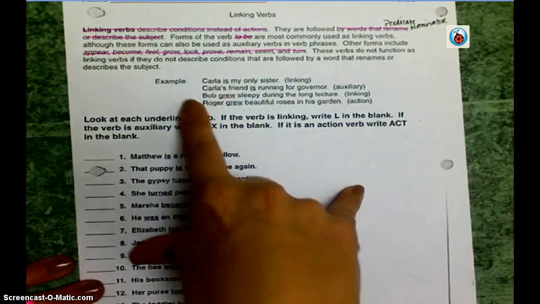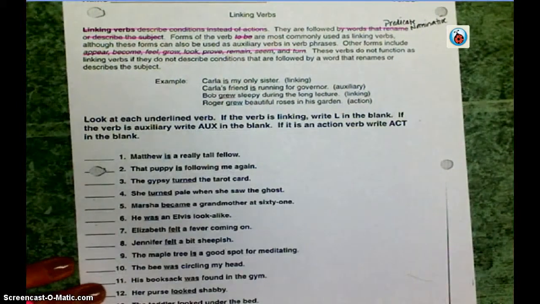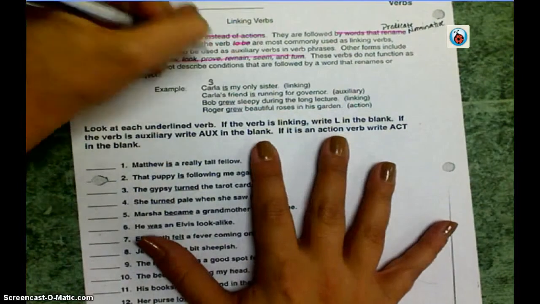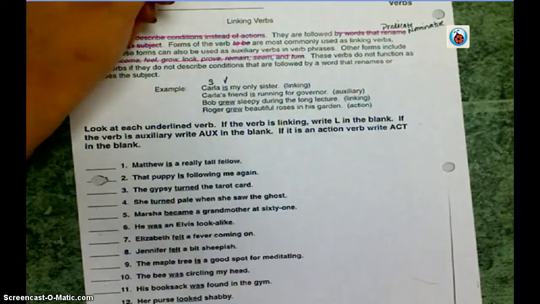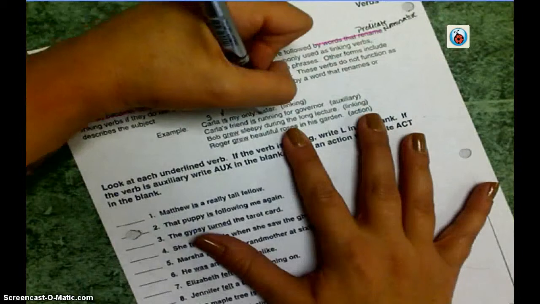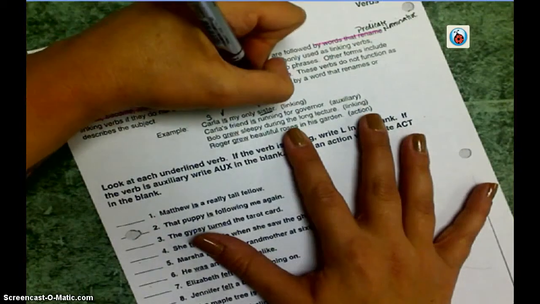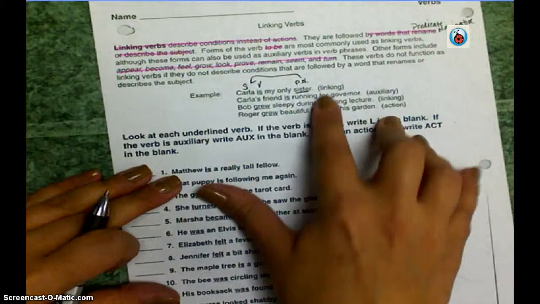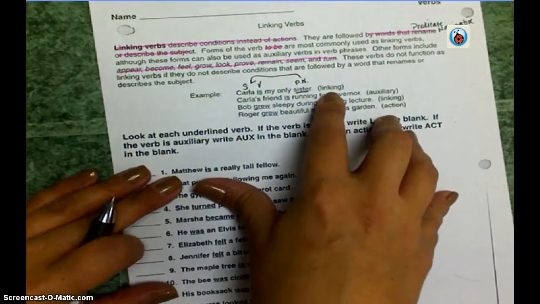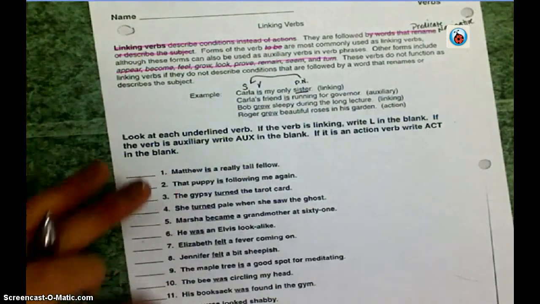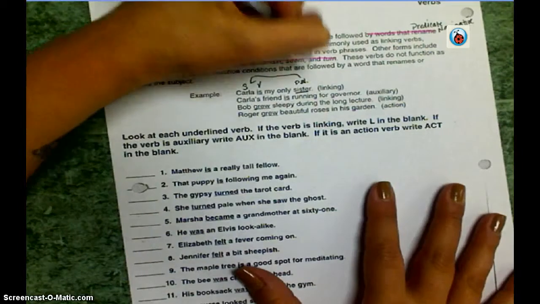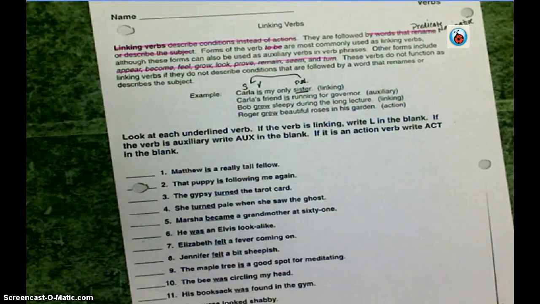So, let's look. It says, Carla is my only sister. Who or what did it? Same questions as always. Carla, what did she do? She is. Is what? My only sister. Sister is a predicate nominative that's describing Carla. It's a linking verb, okay? Remember, it's the same question that we ask to find a direct object, but we know that a direct object has an action verb and a predicate nominative has a linking verb. And I know you already know that.